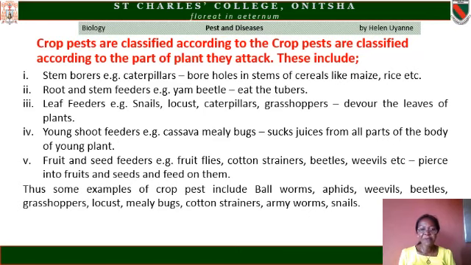Then we have the last one, which is fruit and seed feeders. Examples are fruit flies, cotton stainers, beetles, weevils. They feed on the seed and the fruits of the plants. And once they are destroyed, that damages the seed and renders it useless.